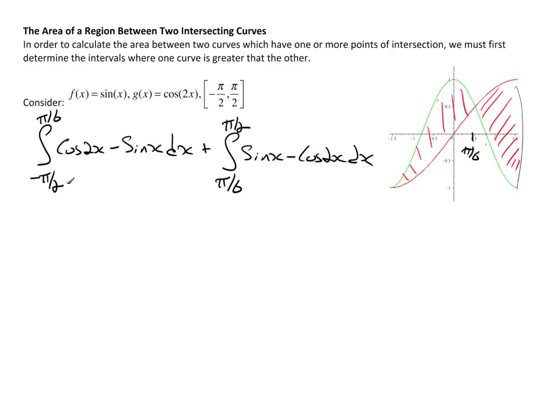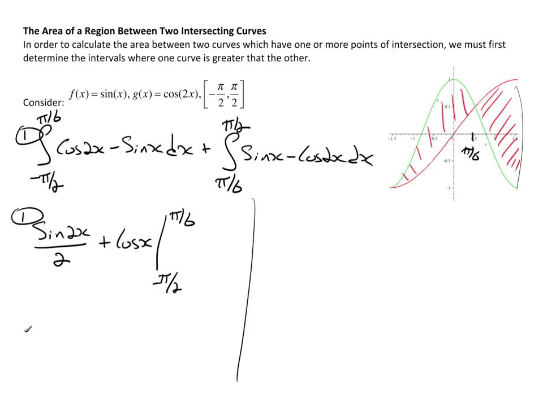Okay, so let's go look for antiderivatives. See, cosine of 2x, antiderivative is going to be sine of 2x over 2. If you're not sure, take the derivative and you'll see that you get cosine of 2x back. And then this is going to be plus cosine of x, because the derivative of cosine is negative sine. And I need to evaluate this from negative pi over 2 to pi over 6. So I'm going to call this piece 1, and let's just work on piece 1 for a minute here. Let me separate these a little bit.